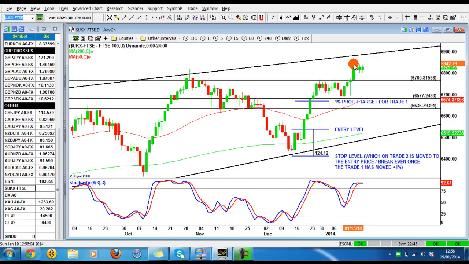So gold running nicely, FTSE 100 running nicely, Euro GBP still running very, very nicely. Aussie and Kiwi have now finished, but we're still potentially looking for some further trades on those asset classes over the next week or so.